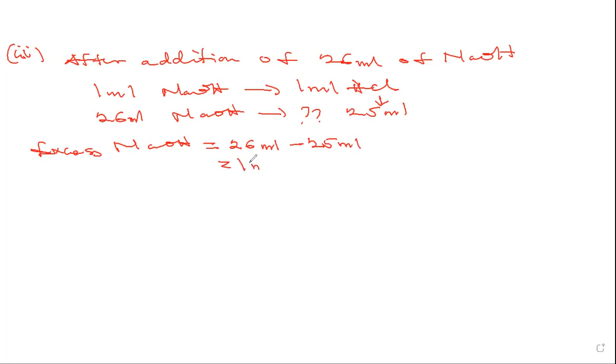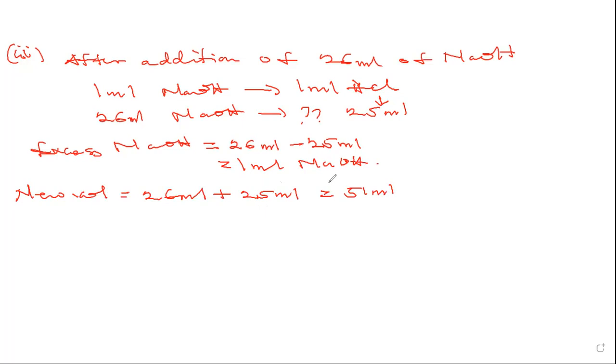And we are going to have 1 mil of the base being in excess. And similarly, I said once we have something being in excess, the volume of the solution will change. So let's now find our new volume of the solution. That's going to be 26 mils of the base plus 25 mils of the acid that was already there. And this will give us 51 mils, meaning that our new solution has a volume of 51 mils.